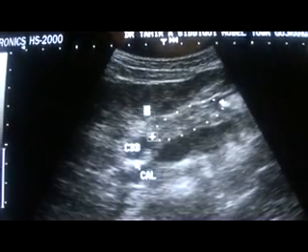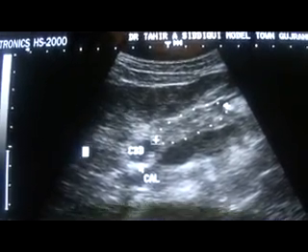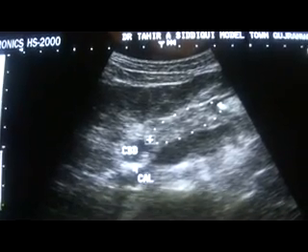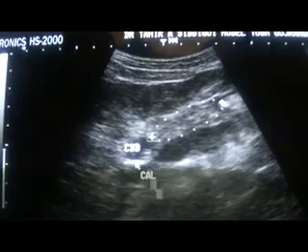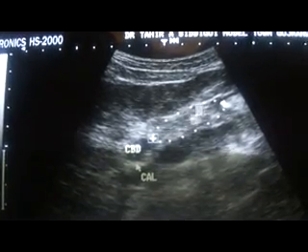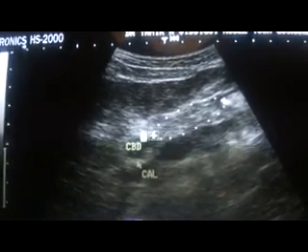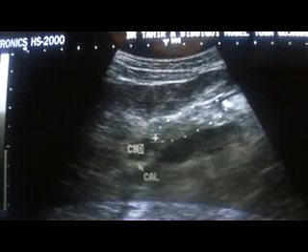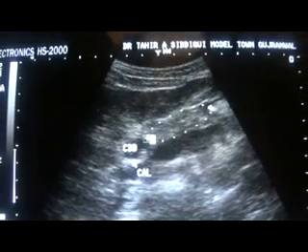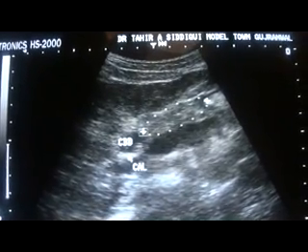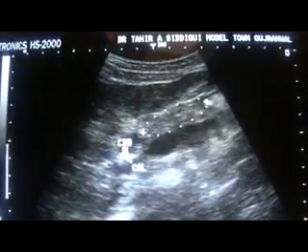However, now this is the dilated common bile duct. Here it is dilated up to 18 millimeters, and it has a calculus here at its most distal end, where it courses the posterior inferior surface of the head of the pancreas. This is the head of the pancreas.